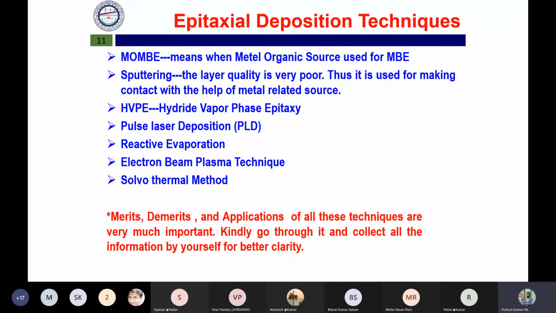And there are different other methods also, like MOMBE, sputtering, hydride vapor phase epitaxy. There are a lot of different methods. You can just go through them by yourself and have a basic understanding of what the different types are.